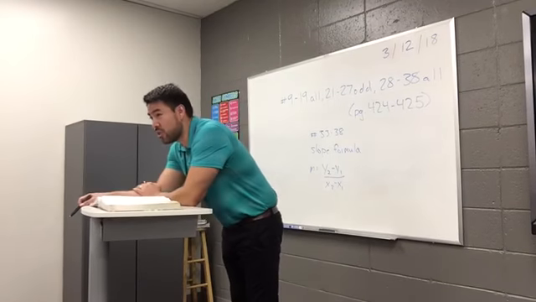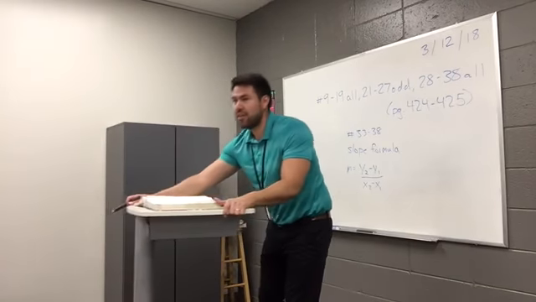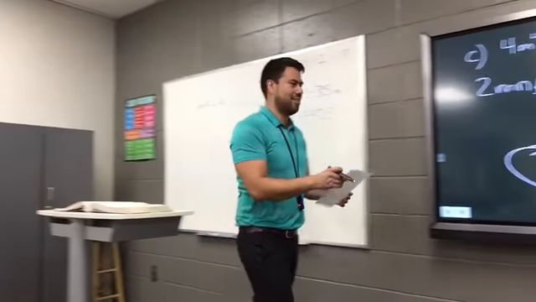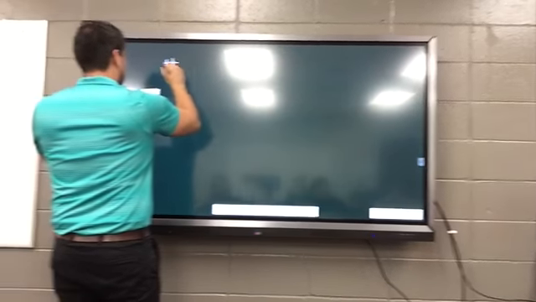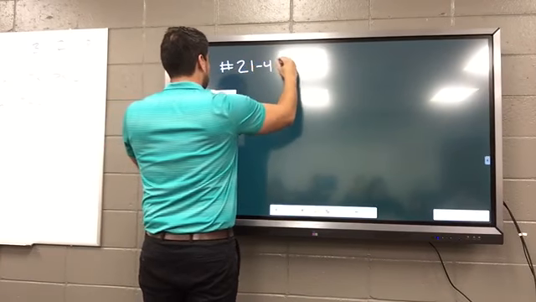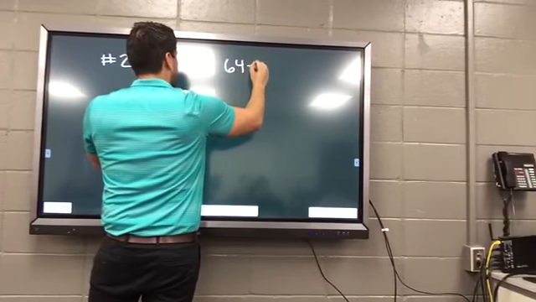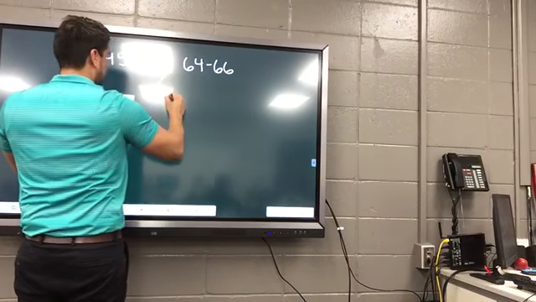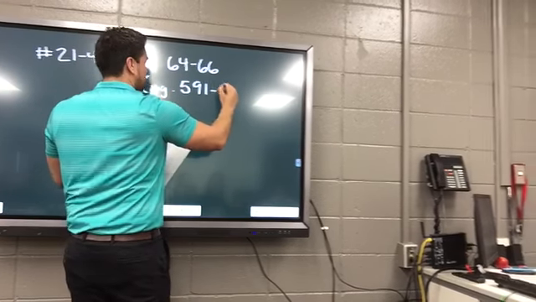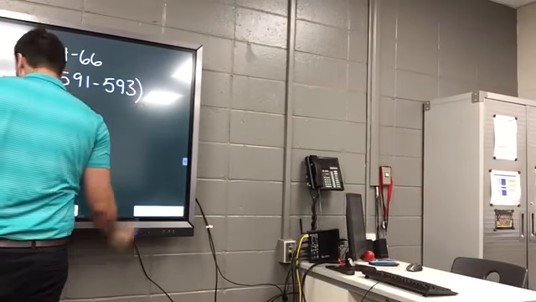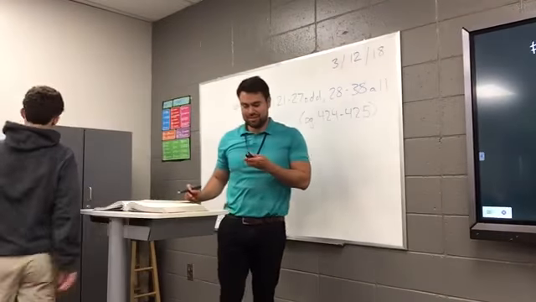All right, how many of you are doing okay on this? Semi-okay? Practice is going to help you out. Okay, your homework for tonight is numbers 21 to 45 odd, 64 to 66. And by the way, guys, on all of these, can you check them? Yes, all of them can be checked. Yeah, use Swivl.